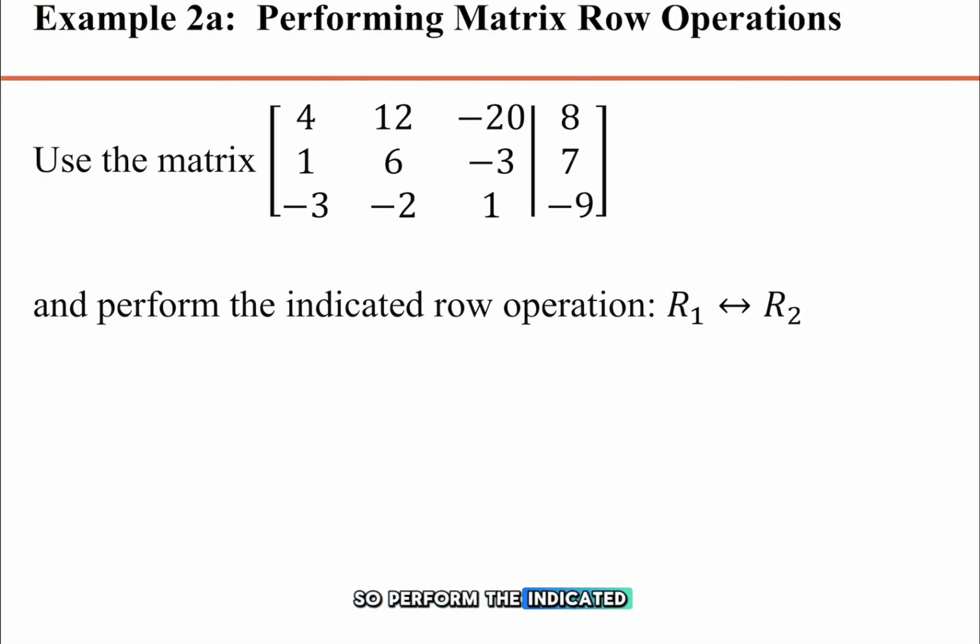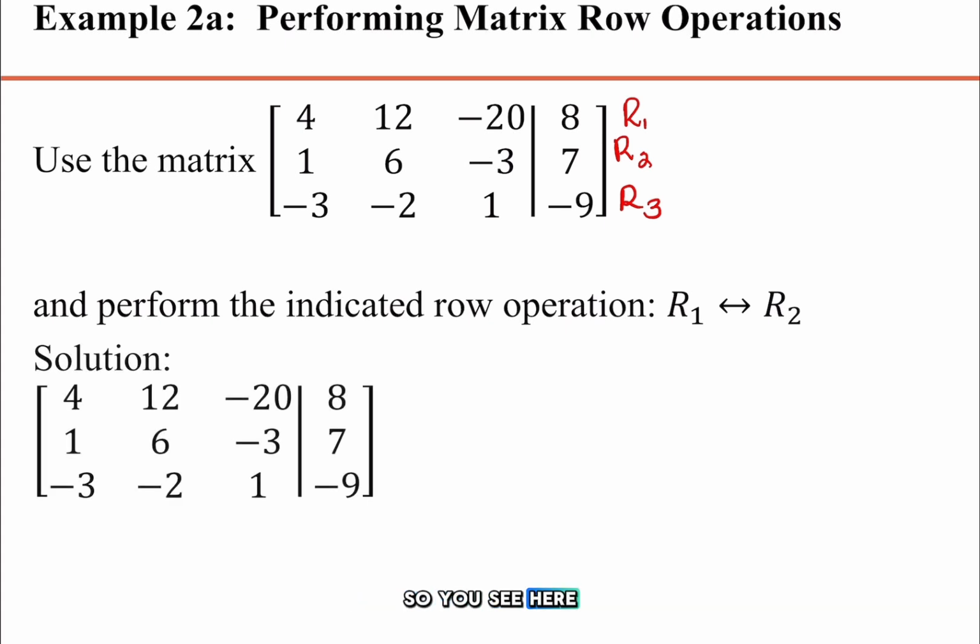So perform the indicated row operations. So this means we're just going to switch row 1 and row 2. And it is a good idea to label row 1, row 2, row 3. That way you can keep track. I know when I first learned row operations, I was so confused because I didn't understand the terminology. I didn't understand that this was saying that I'm switching the rows. That's really what it's saying.